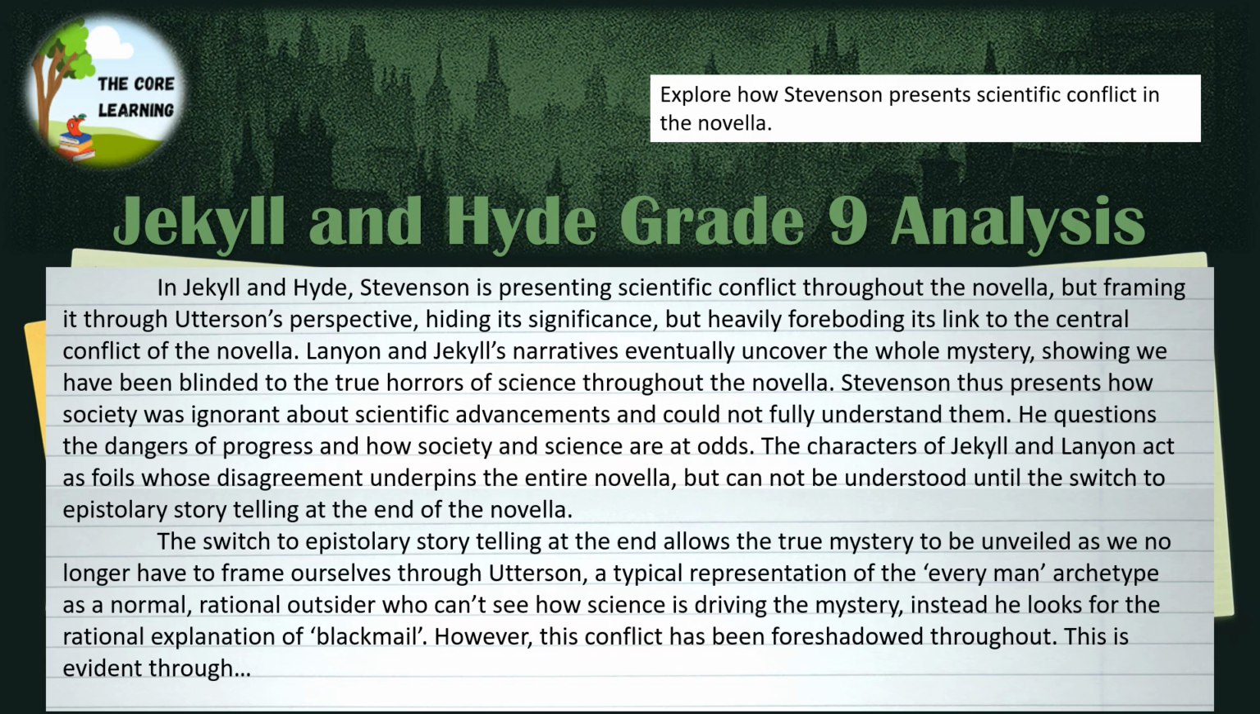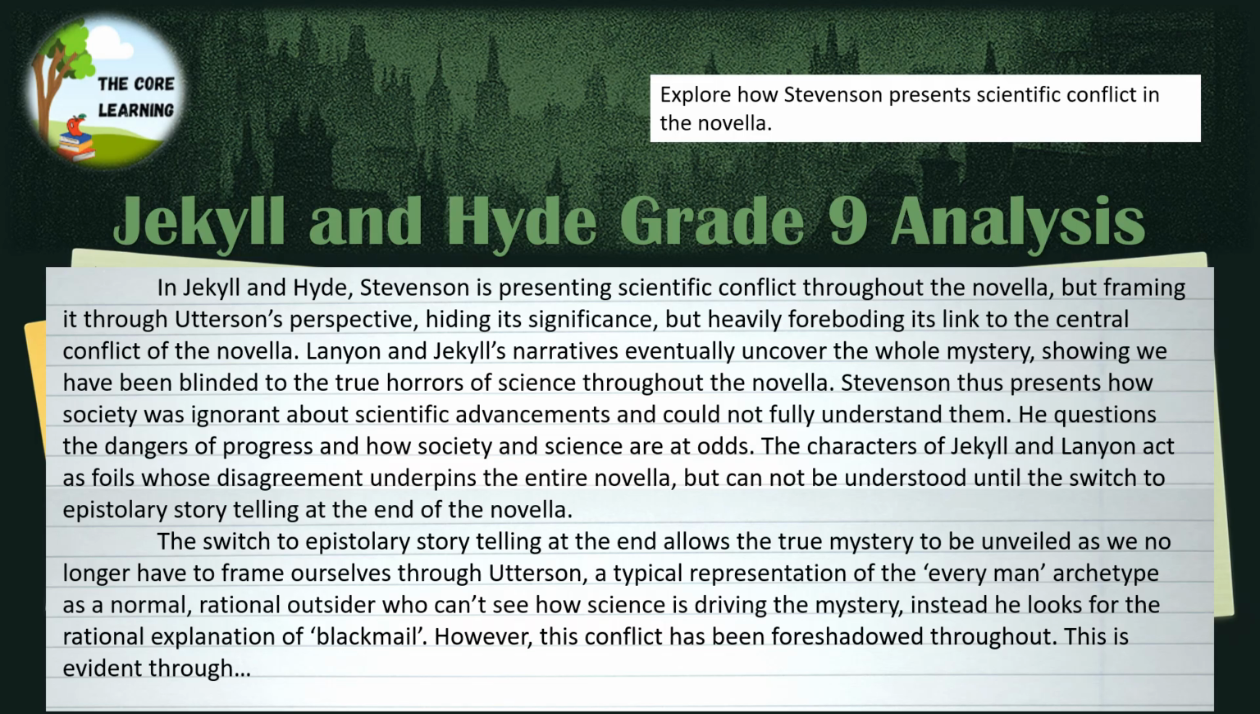Hiding its significance, but heavily foreboding its link to the central conflict of the novella, Lanyon and Jekyll's narratives eventually uncover the whole mystery, showing we have been blinded to the true horrors of science throughout the novella. Stevenson thus presents how society was ignorant about scientific advancements and could not fully understand them. He questions the dangers of progress and how society and science are at odds. The characters of Jekyll and Lanyon act as foils, whose disagreement underpins the entire novella, but cannot be understood until the switch to epistolary storytelling at the end of the novella.